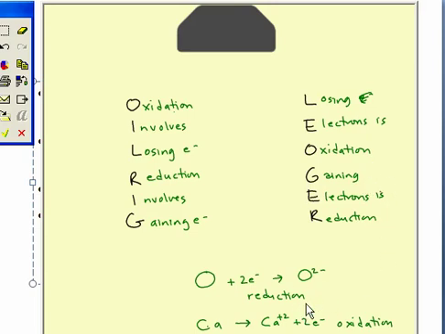And here again is the example of a reduction of an oxygen atom. If it gains 2 electrons, it's reduced. And here's an oxidation example. A calcium atom loses 2 electrons, it gains a positive charge, and that's oxidation.